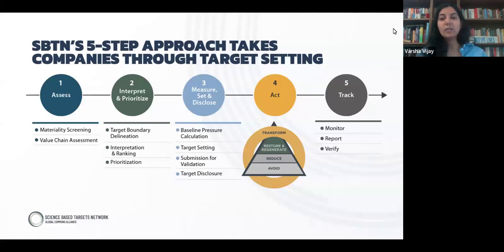occurred. Later on in this presentation, we'll address some of the key questions regarding upcoming step 4 resources. And finally, to complete this 5-step framework, we take companies through monitoring, reporting, and verifying progress against those targets in what we call step 5. The draft freshwater methods that are out for public consultation are specific to setting targets in step 3.